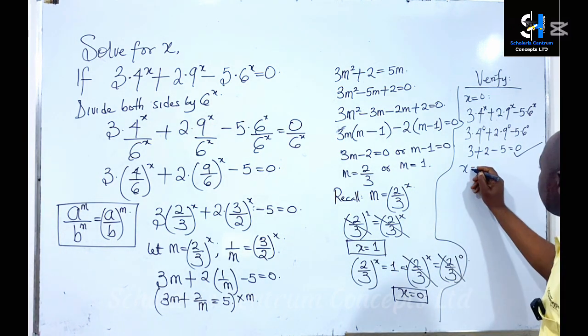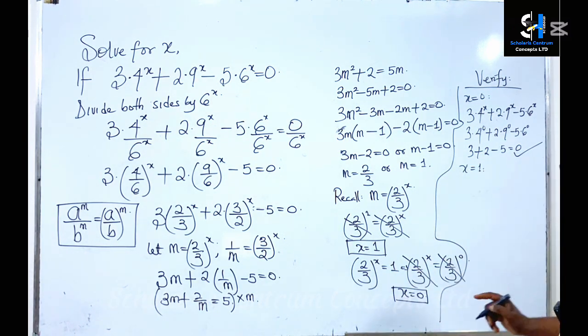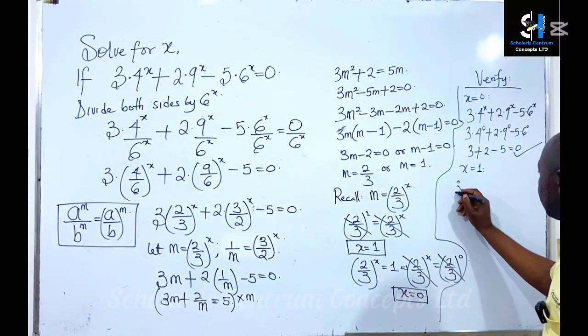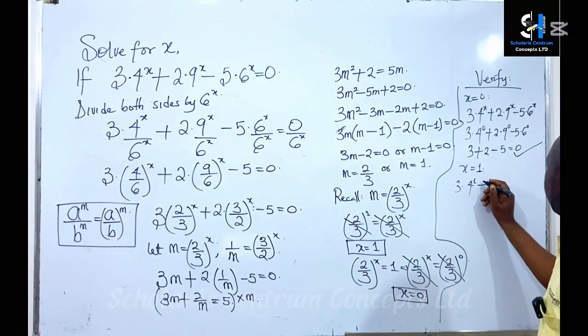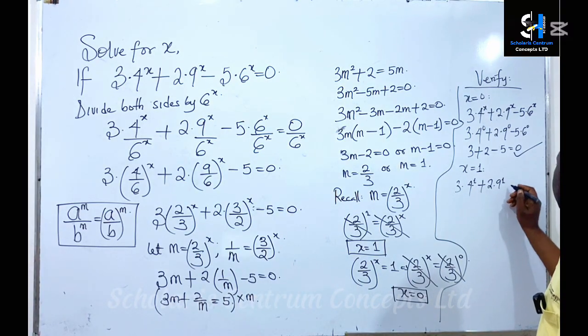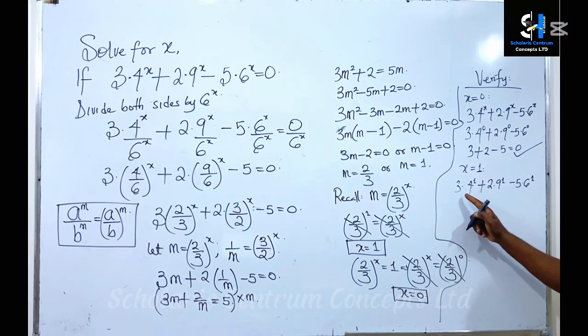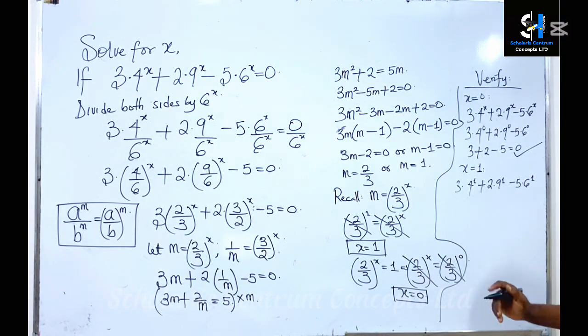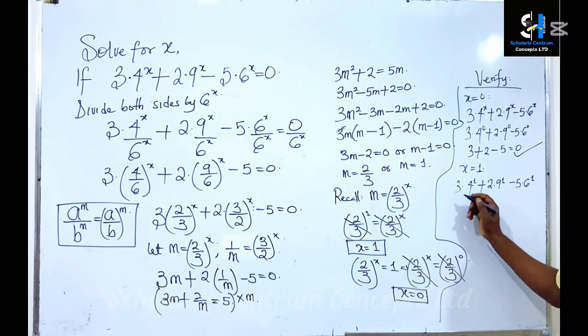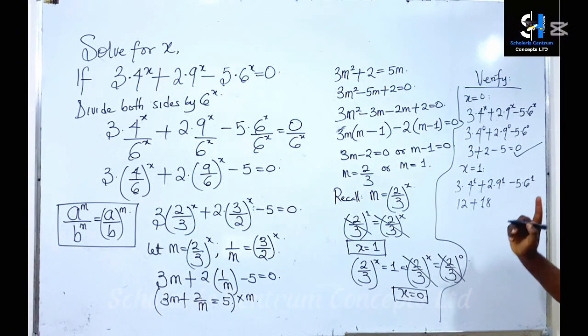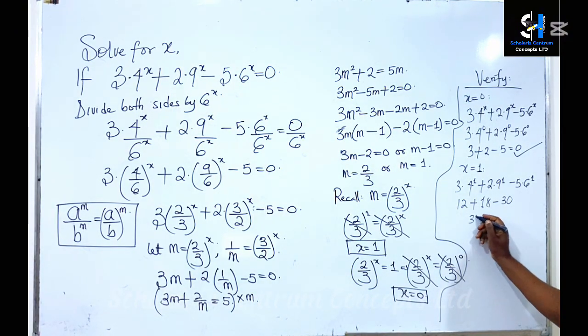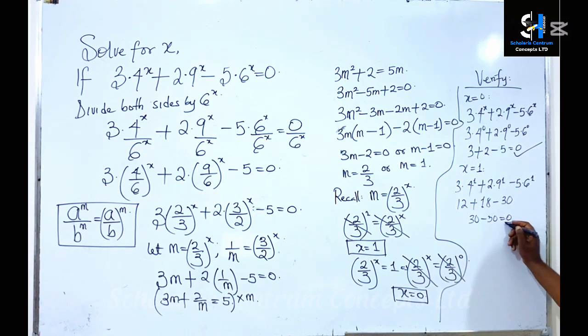Then also when x equals 1, we got the second value of x to be 1. So when x equals 1, we can also say 3 times 4 raised to the power of 1 plus 2 times 9 raised to the power of 1 minus 5 times 6 raised to the power of 1. Now, after we plug in the value of x, are we going to get 0? In this case, this is 4 raised to the power of 1 times 3, this is 12, then plus 2 times 9, this is 18, then minus 30. So 18 plus 12, that's 30. 30 minus 30, that's 0.